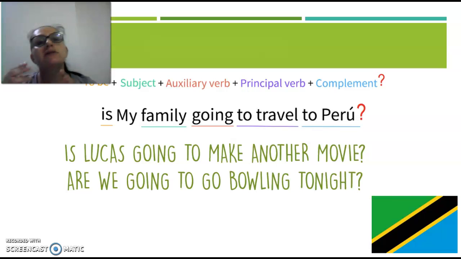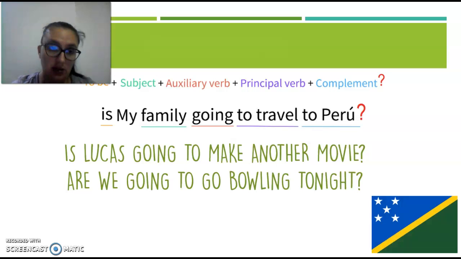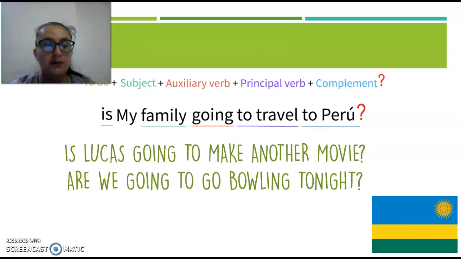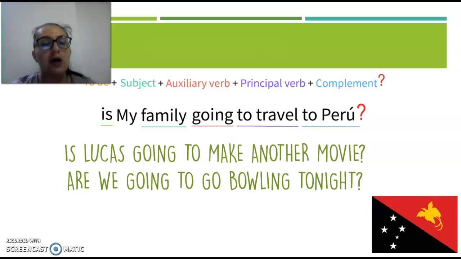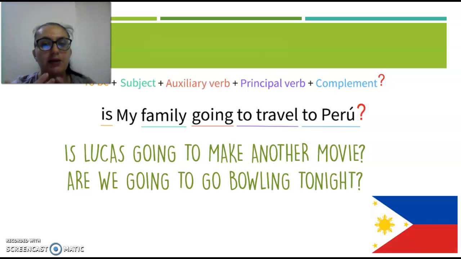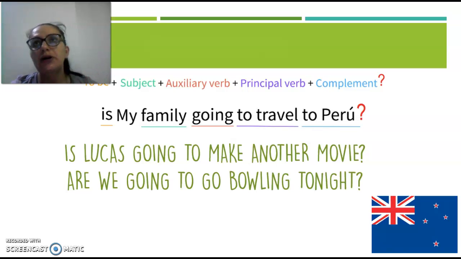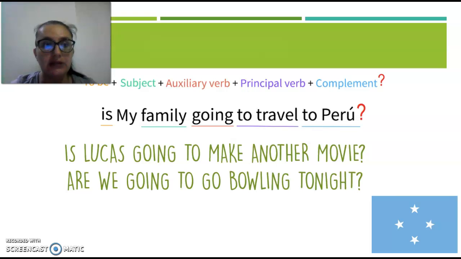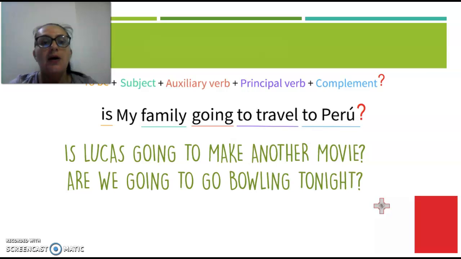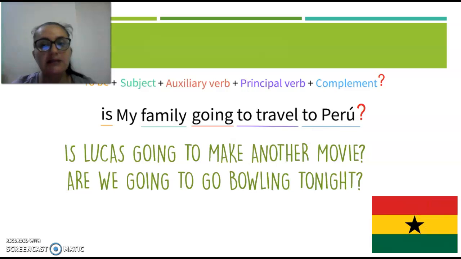To be, subject, remember subject in English, he, she, it, we, you, they, I, auxiliary verb with the future going to, principal verb, the action that you want to express in a question, to study, to learn, to write, to read, whatever expression that you need to make in English, but in a principal verb. And then the complement and the sign.